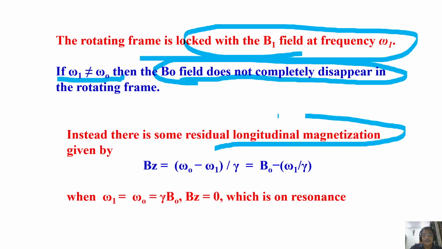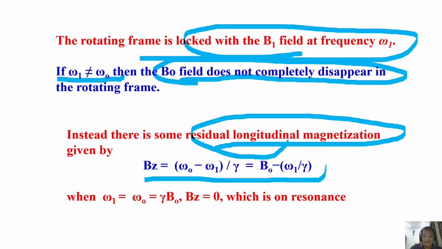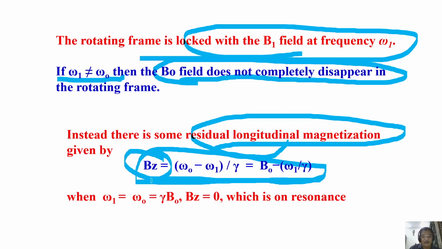So there is some residual longitudinal magnetization also present, and this is given by this equation. You use it to work out the frequency when not on resonance. So what will be the Z component? If you find out the B, it is (omega 0 minus omega 1) divided by gamma. So when omega 1 equals omega 0, it is exactly B naught, that is on resonance. Otherwise, it is off resonance.